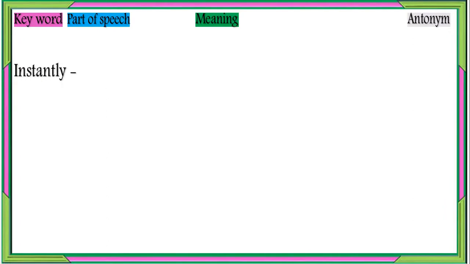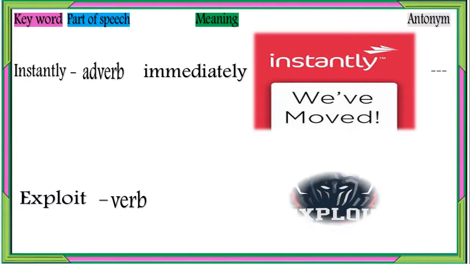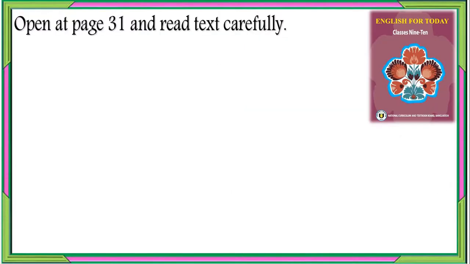Keyword, instantly. It is an adverb, its meaning is immediately. Exploit. Verb, to treat somebody unfairly. Its antonym is liberate. Open at page 31 and read the text carefully.